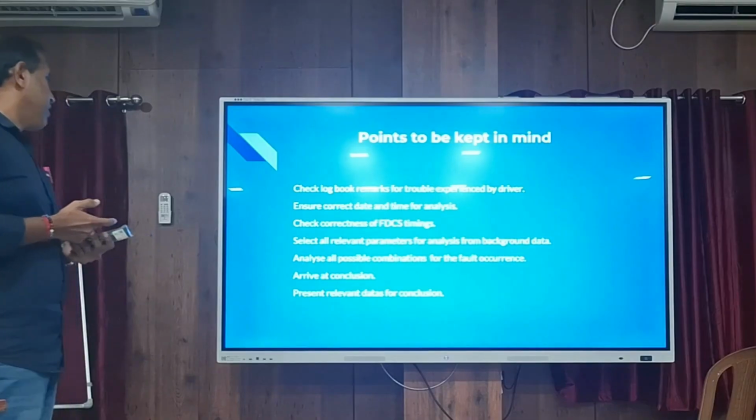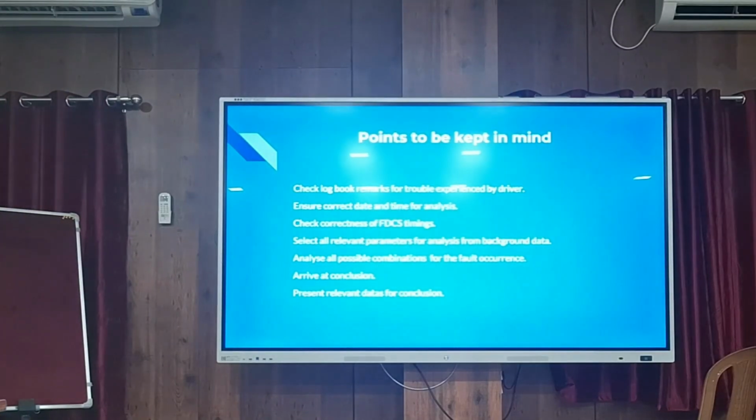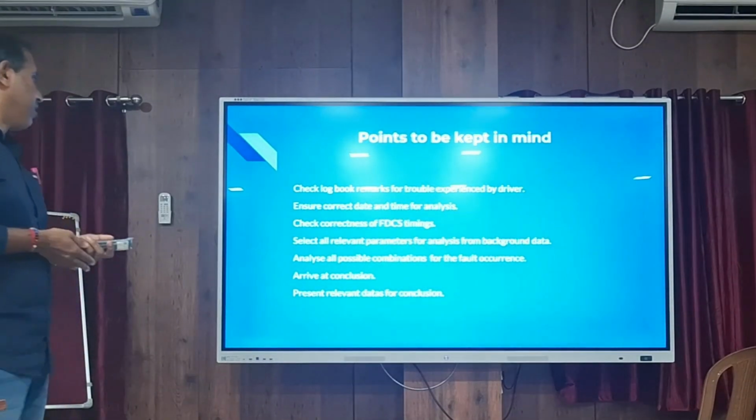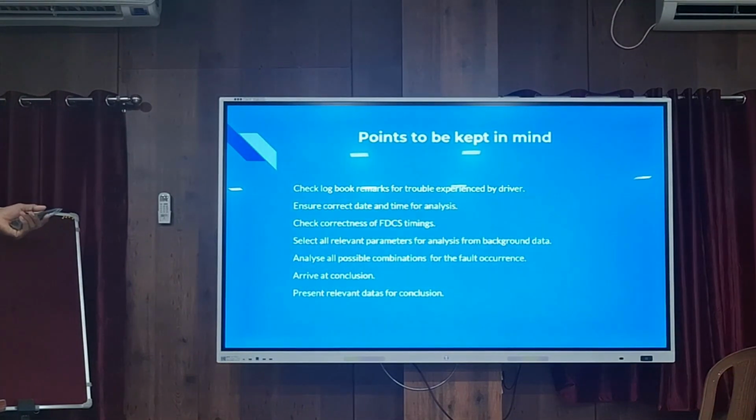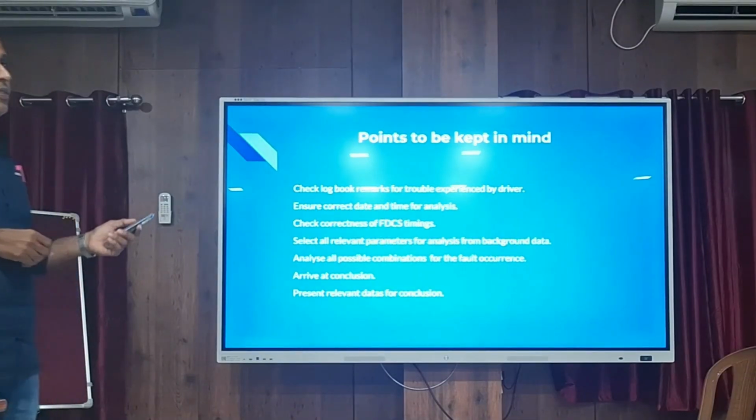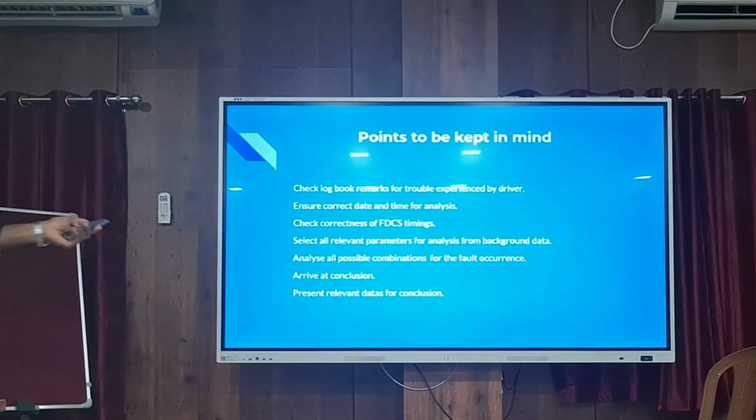Then analyze all possible combinations for the fault occurrence. Then arrive at a conclusion. And when arriving at a conclusion, we have to give the proof through data: this has happened due to this.